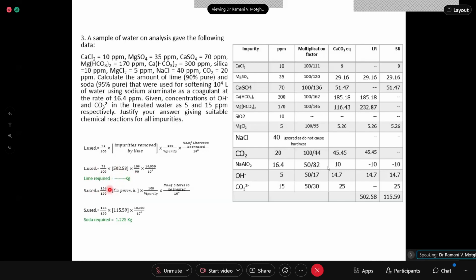Then soda used is 106 by 100 into this value, that is 115.59. So soda used will be 1.225 kg. Okay, so this is how you have to solve your numerical. In this numerical, around 2 marks at least will be there for writing the reactions of lime and soda. So you are supposed to write the chemical reactions if it is mentioned.